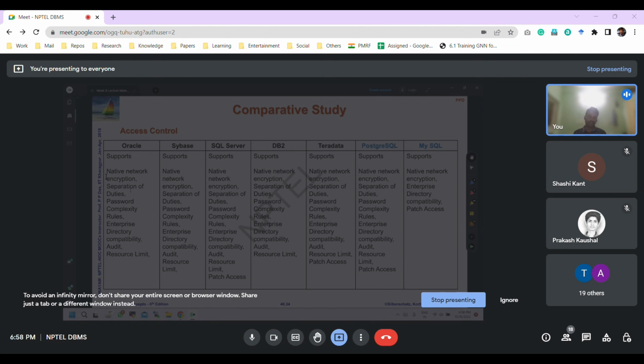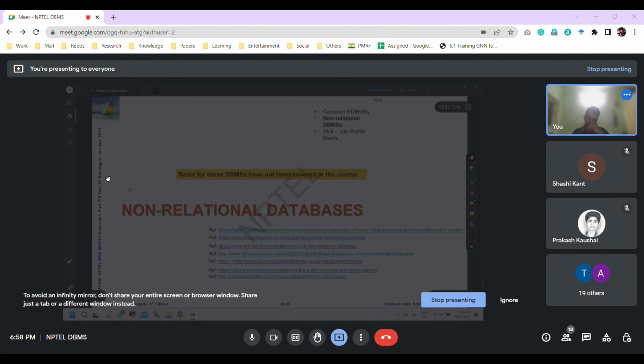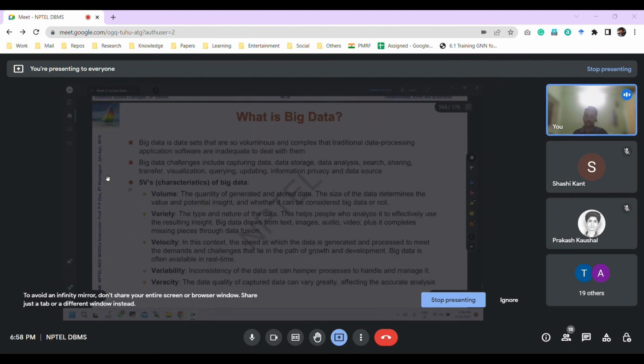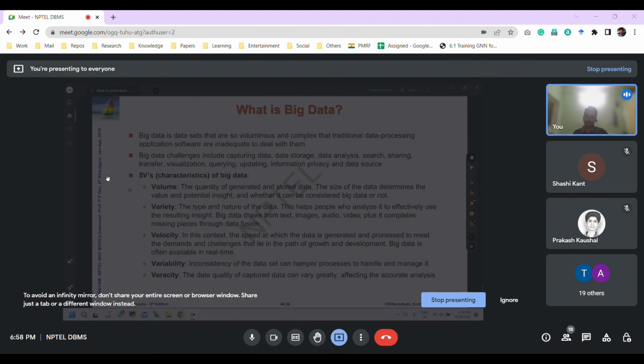So likewise, okay. So there are non relational databases. Then there is big data. There were only three earlier: volume, variety, and veracity. But now there are five V's.